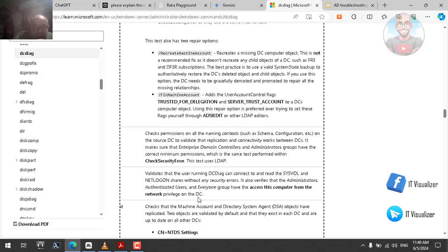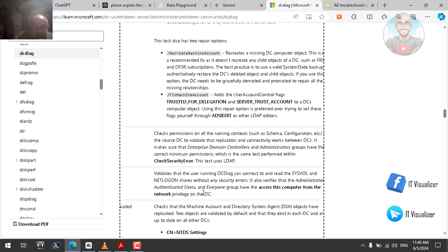And let's ask ChatGPT to combine this answer with the other answer and see how it will give us a vision about what the Netlogon test will do. Just wait for a moment.